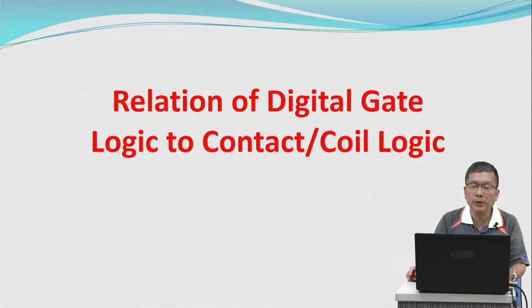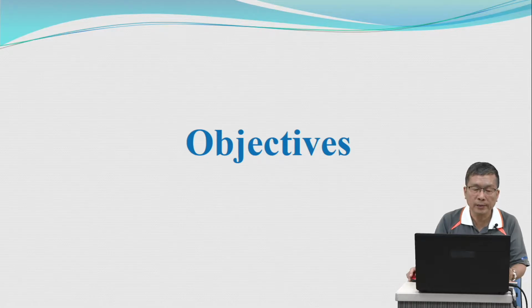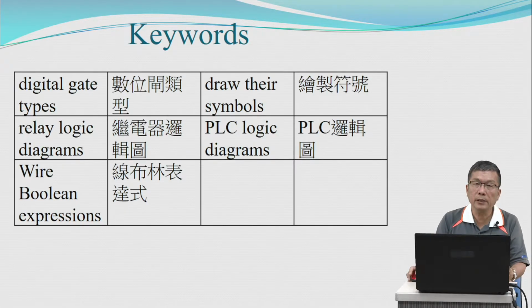Relations of digital gate logic to contact coil logic. Objective. The keywords: digital gate types. Draw their symbols. Relay logic diagrams. PLC logic diagrams. While Boolean expression.